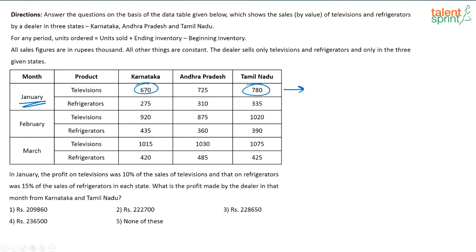So what is the total sales in Karnataka and Tamil Nadu put together? 670 plus 780. That is nothing but 1300 plus 70 plus 80, which is equal to 1450. Correct. Now similarly, refrigerators in these two states put together: 275 plus 335, that is equal to 500 plus 75 plus 35, that is 610. Now what are they saying?